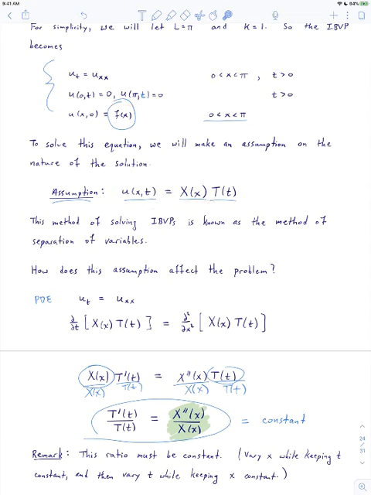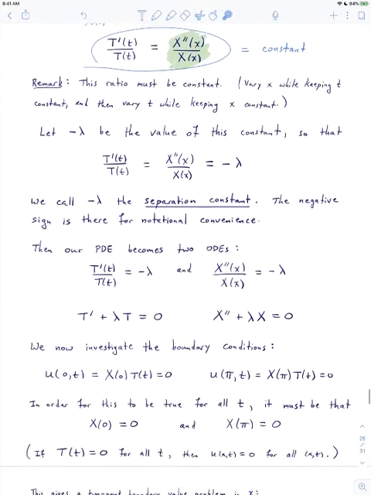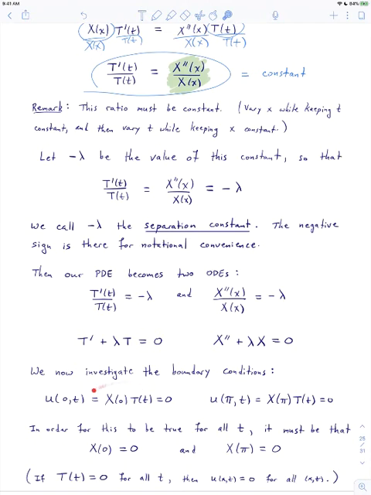So if this function f is not always 0, then it certainly can't be the case that u at x, t is always 0. So we'll assume that T at t is not 0 for all t. Now the consequence of that, since we know that this product, X at 0 times capital T at t, is equal to 0 for all t, is that it must be the case that X at 0 is equal to 0.